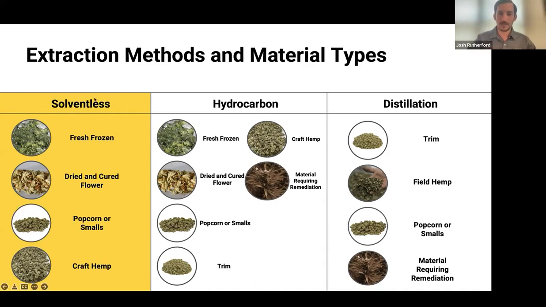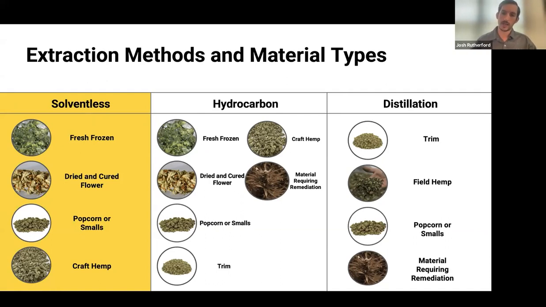Now, I'm getting into my next slide a little bit prematurely, so we're going to go back to material types here, where solventless, fresh frozen, is going to get you your best. Your yields are going to be about 5%. Now, wet weight compared to dry weight: when I dry a pound out, I'm losing all the water moisture. When I fresh freeze something, I'm keeping the water moisture in there.